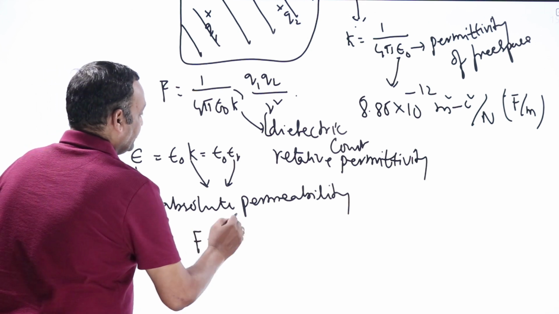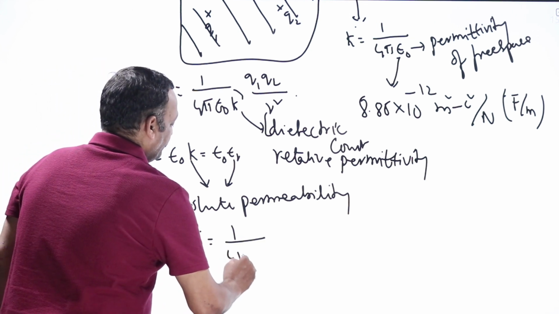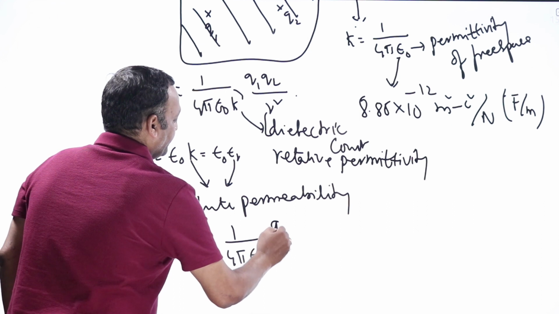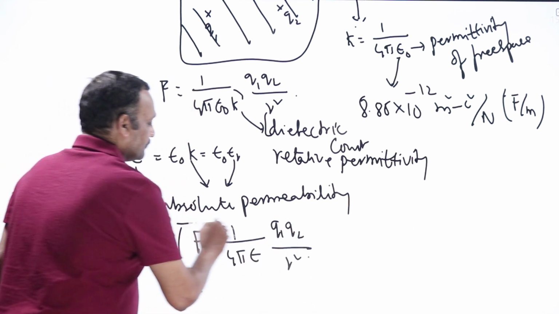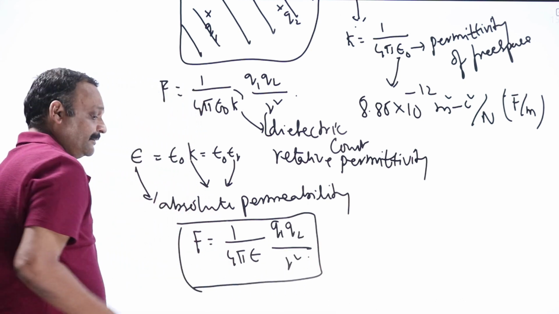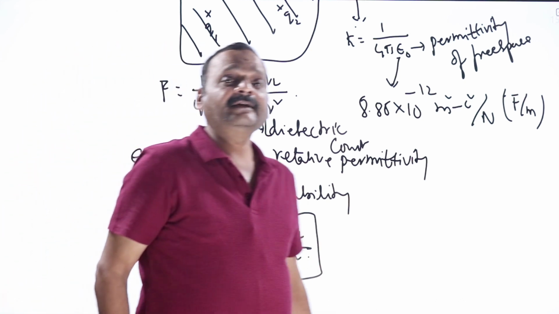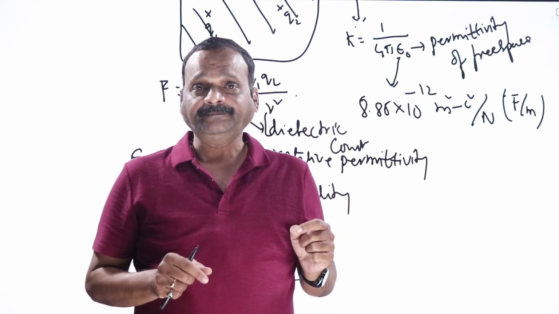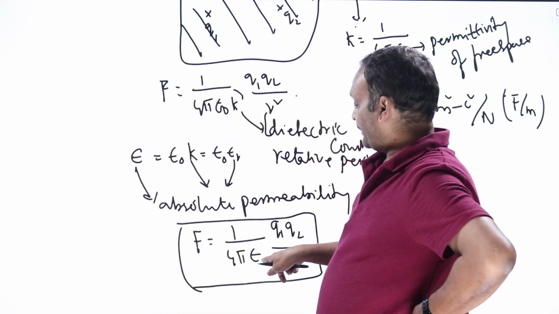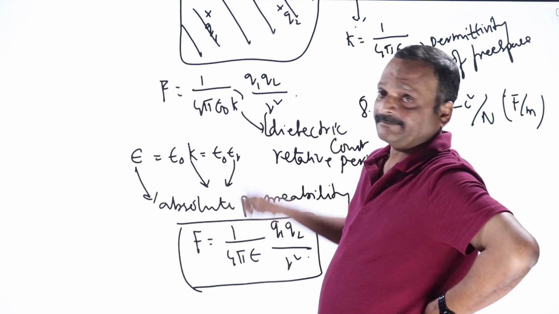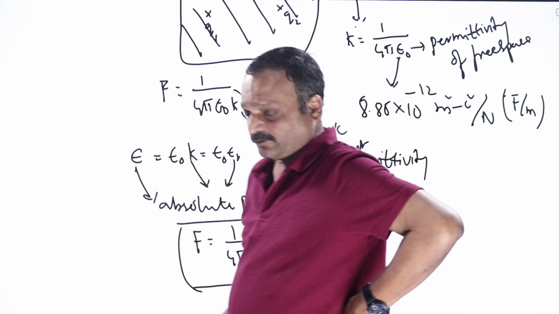So the resultant force in any dielectric medium becomes 1/4 pi epsilon, Q1 Q2 by R square. That is, the Coulomb's electrostatic force of attraction or repulsion depends on the medium in which the two charges are present. This is 1/4 pi epsilon naught, where epsilon equals this whole thing. So this is about Coulomb's law.